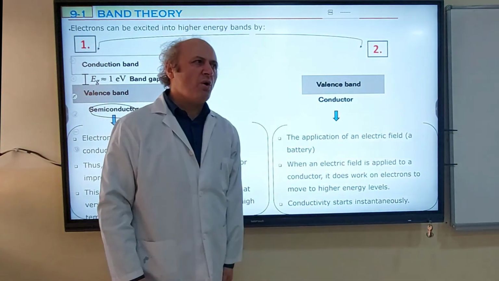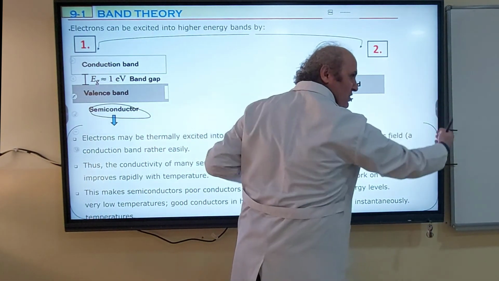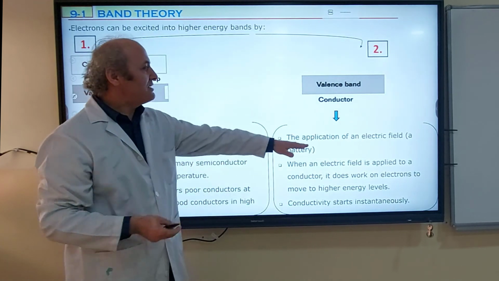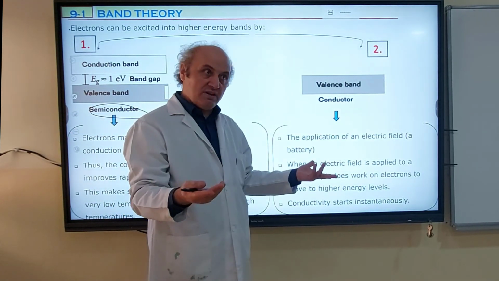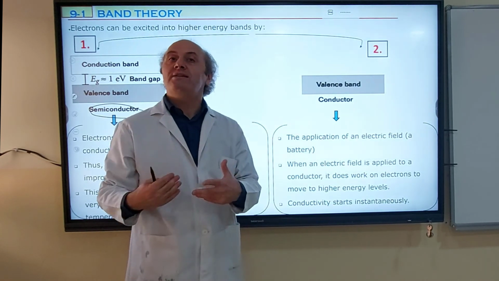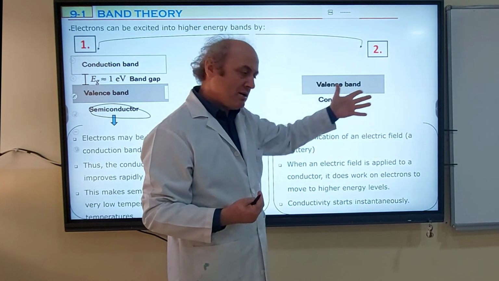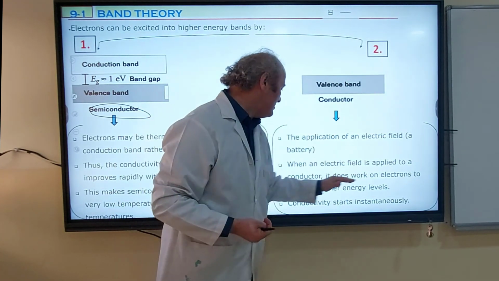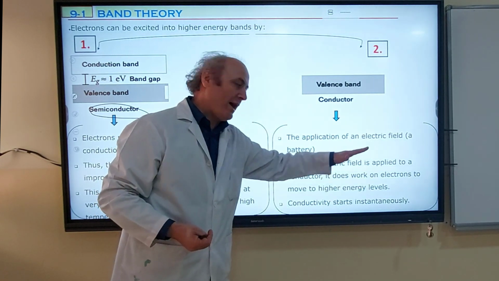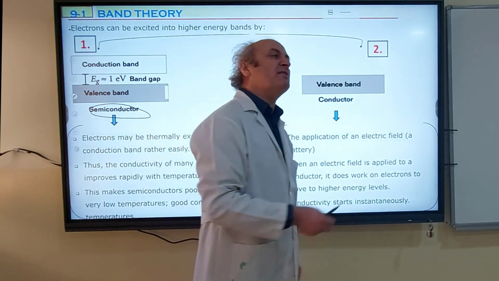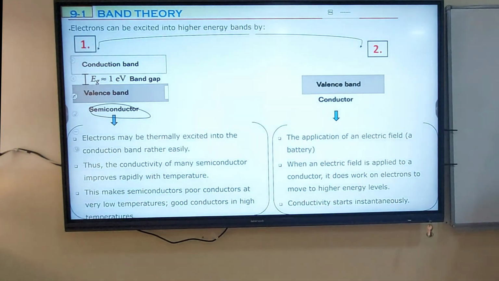But for conductors, only a battery is enough. Connect the battery at the end of the conductor. As soon as you apply the battery, because we know that every battery produces an electric field from positive to negative, this electric field starts the electrons jumping from the valence band to the conduction band. When an electric field is applied to the conductor, it does work on the electrons to move them to a higher energy band, so conductivity starts instantaneously in a conductor. Section 1 is over.